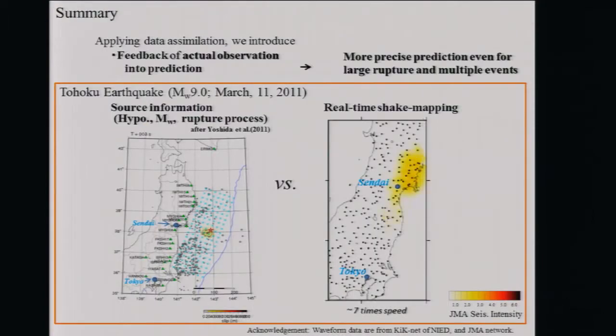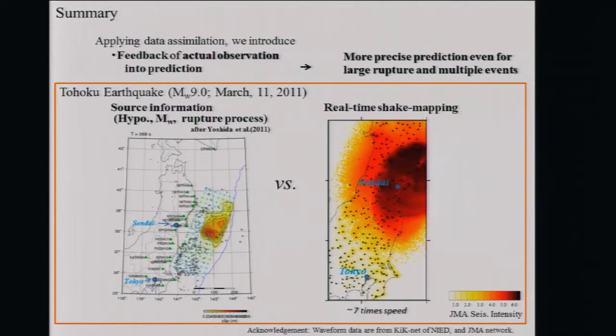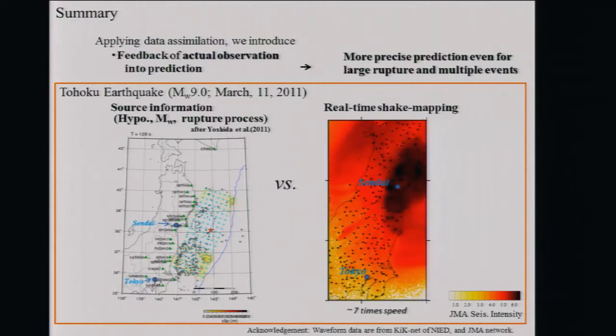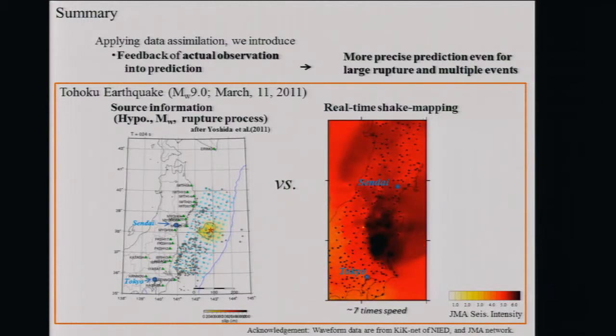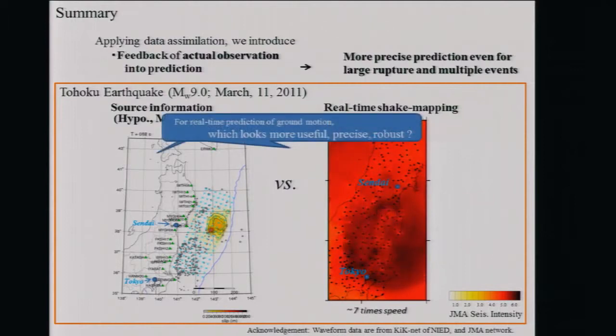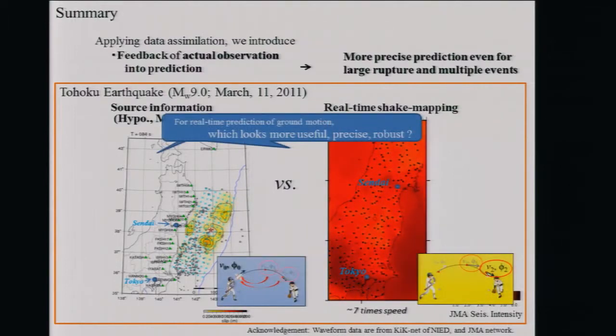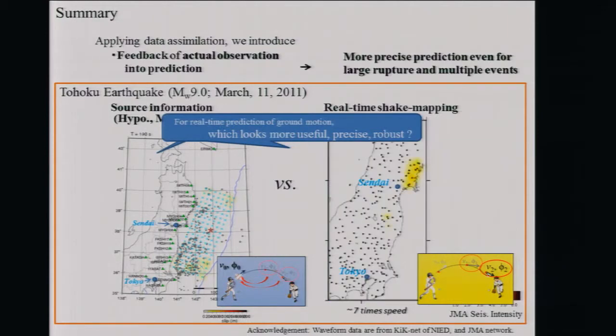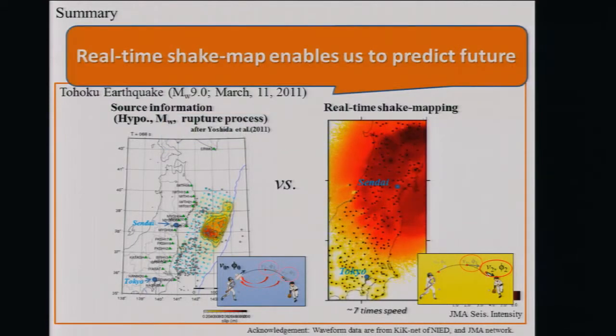Okay, this is the final slide. Summary. Applying data assimilation, we introduce feedback of actual observation into prediction, which leads to more precise prediction for large extent and multiple events. So finally, we compare against the source information method and the real-time shake mapping method. So for the real-time prediction of ground shaking, which looks more useful, precise, robust. Okay, so I admit this is a powerful method. So my presentation can be summarized by this one phrase: real-time shake map enables us to predict the future. Okay, thank you very much.